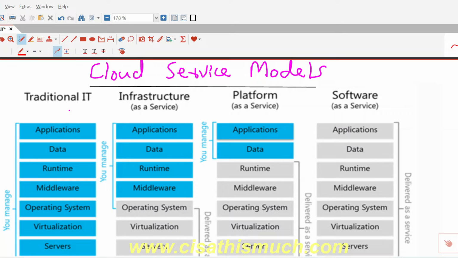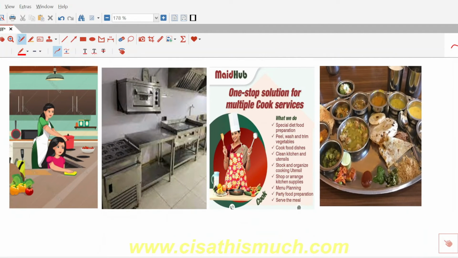Before discussing this entire chart which you can see right in front of your screen, where it's showing traditional IT, infrastructure as a service, platform as a service, software as a service. Before discussing this chart, let's first discuss something different, which will make the entire concept extremely easy. And you know what? This is the particular example which you must always keep in your mind when you are understanding the topic of cloud service models, because when you understand this example, you'll understand everything.